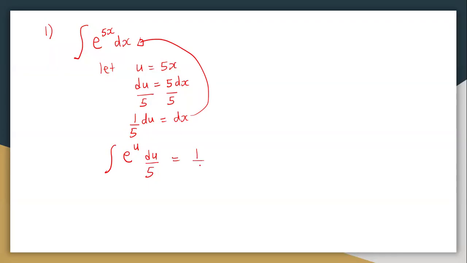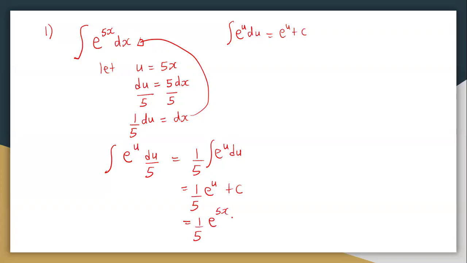So this gives us 1 out of 5 times the integral of e^u du. But we know from our rule that when you integrate e^u du, you still get e^u plus a constant. So here we obtain 1 out of 5 e^u plus a constant. But our u is 5x, so I end up with 1 out of 5 e^(5x) plus a constant.